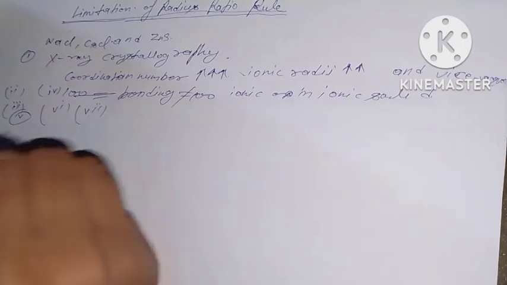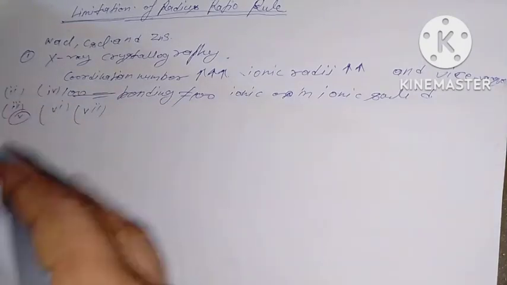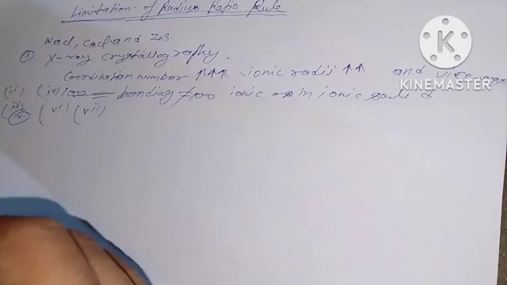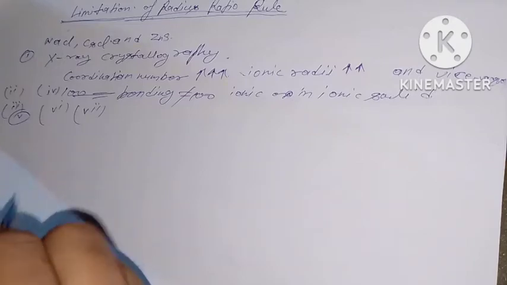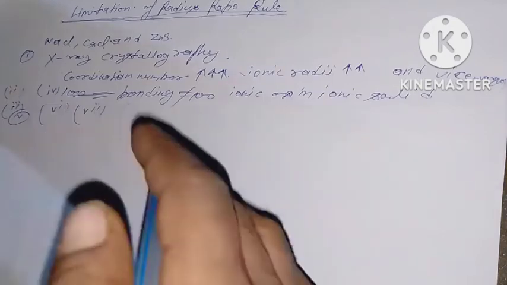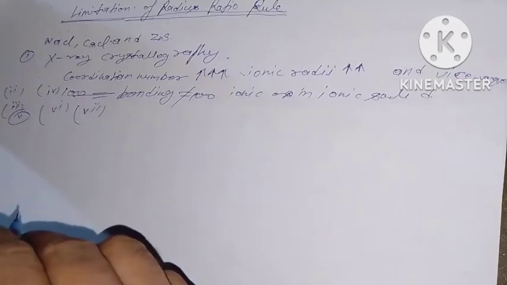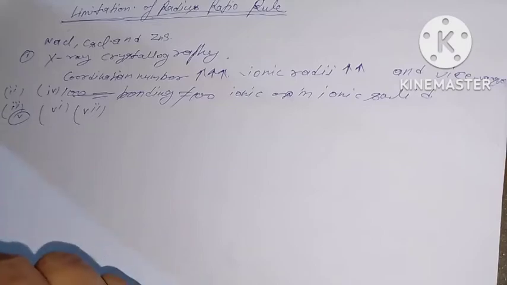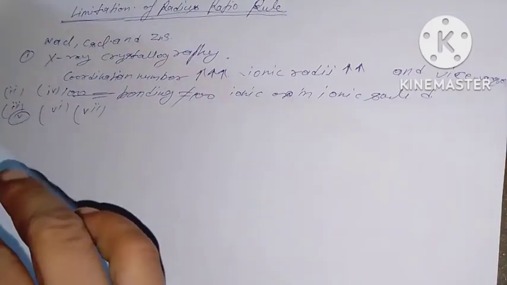Seventh point. Stable arrangements are only possible if the cations and anions touch one another, but this is not always valid. As the above condition is not always met, the radius ratio values do not predict correct geometry. Radius ratio often predicts the correct structure, but it does not always predict the correct structures.